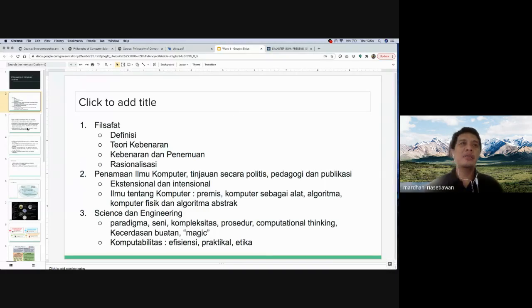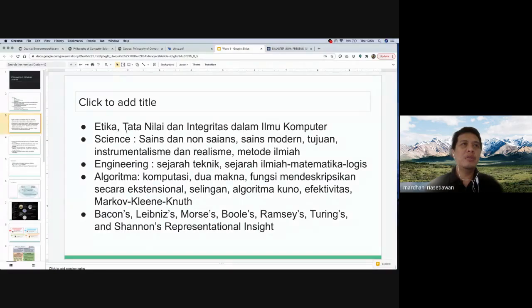And then we will discuss ethics itself. We have values that we need to understand, and then integrity in computer science. And of course, we will discover science itself, because we will discuss science and non-science. Modern science is very different. What are the goals, realism, and then the scientific method. We will also discover the engineering view: what is the history of technique, the history of scientific mathematics and logics. So that will be our challenge.